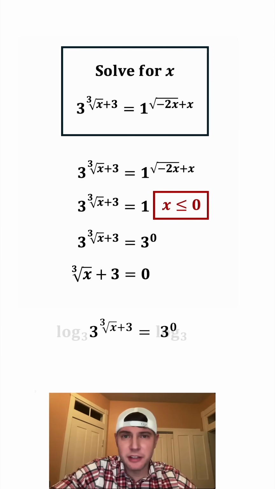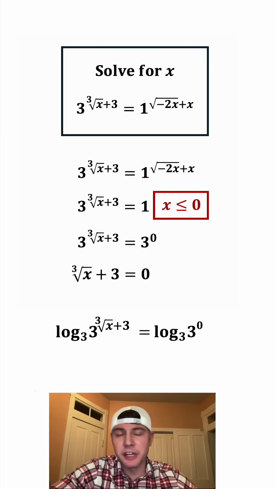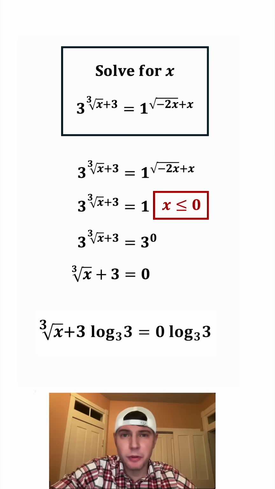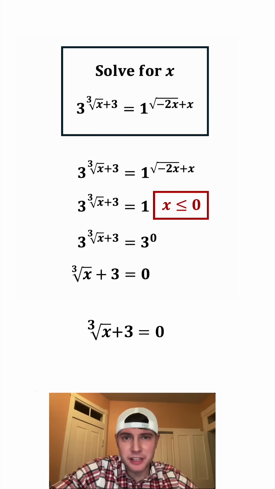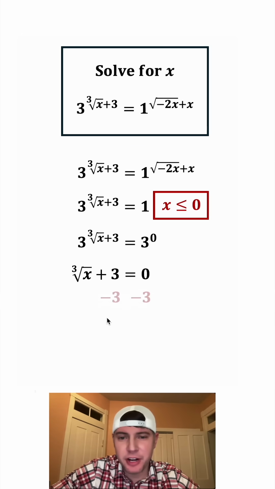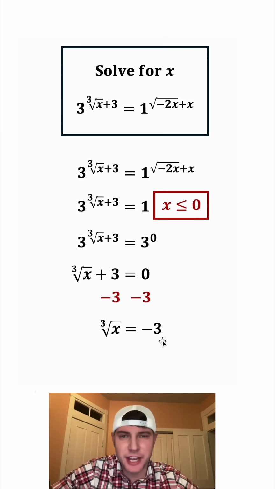Formally, what we're doing is we're taking the log base 3 of both sides, bringing the exponents to the front, and then both of these log base 3 of 3 are equal to 1. So we have cube root of x plus 3 equals 0, or in other words, the two exponents were equal. And now from here, we can subtract 3 from both sides of the equation. That'll give us cube root of x equals negative 3.